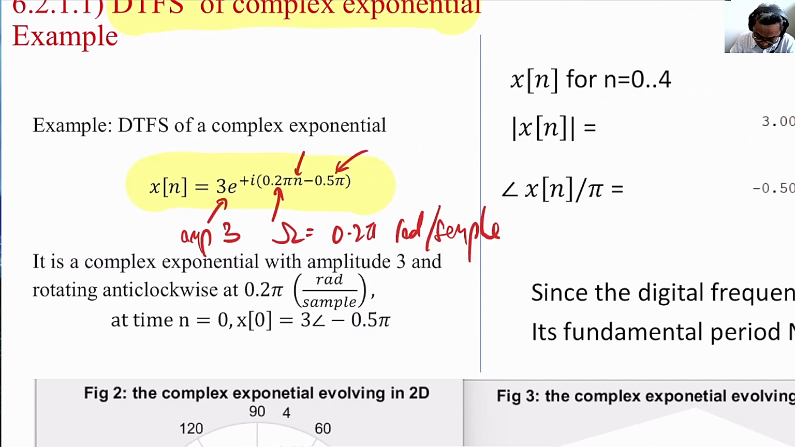When n is equal to 0, there is a phase shift already. We are sitting at e to the j minus 0.5 pi. So there is a phase shift of minus 0.5 pi when we start with n equals to 0. So this is the polar representation: 3 is the amplitude, and the angle is minus 0.5 pi.